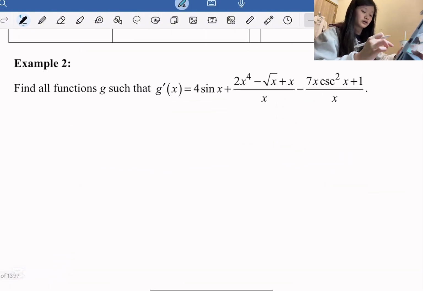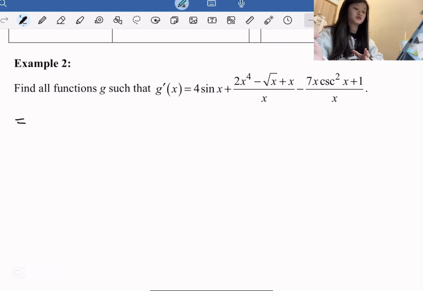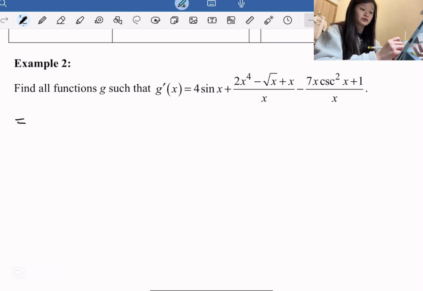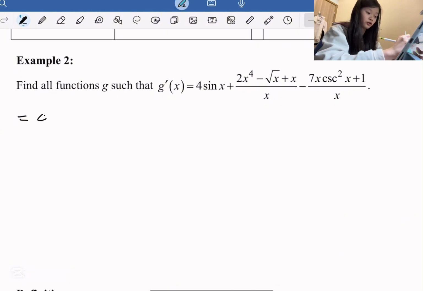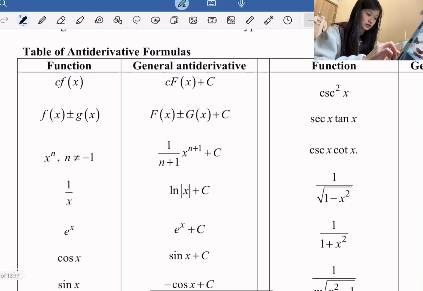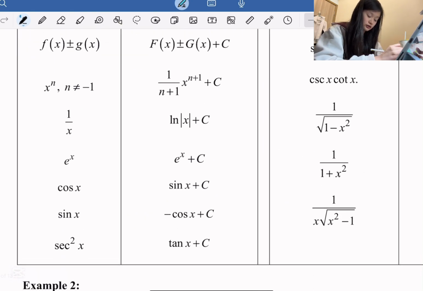Okay, let's go here. It looks pretty hard, but I'll just do it because it's not that hard. Firstly, I see that there are 3 different terms, so I'll just analyze them one by one because nothing too crazy. So the antiderivative of 4 sine x is 4 times the antiderivative of sine x, which is negative cosine x, right?